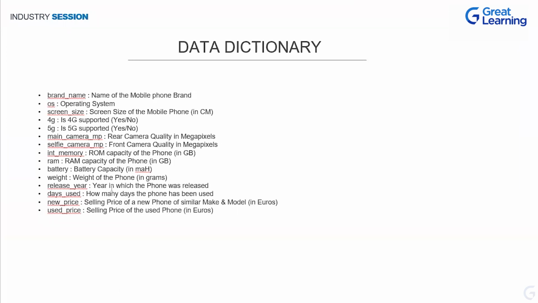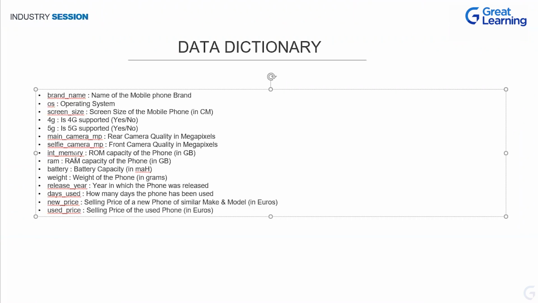So the data dictionary that we will be following today has 15 variables. Namely, it starts with the brand name. So what is the make and model of the phone, right? Then the operating system. Then you have the screen size of the mobile phone, in centimeters. Is the mobile phone 4G supported? Is it 5G supported? Yes or no? Then what's the resolution for the main camera, the rear camera? What's the resolution for the selfie camera, the front camera, right?